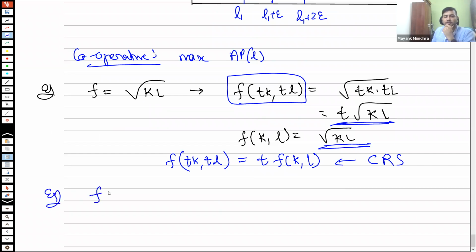Next example is production function equals K times N. So what do you think about this production function?